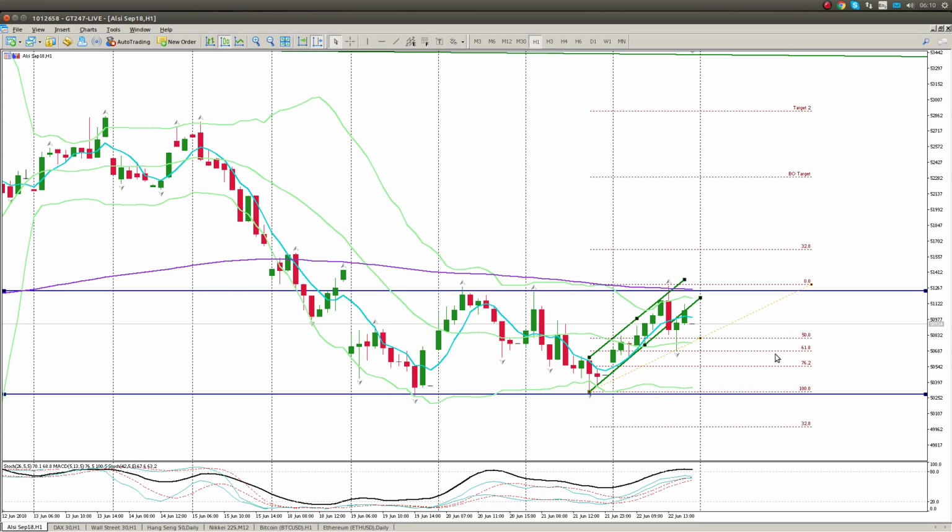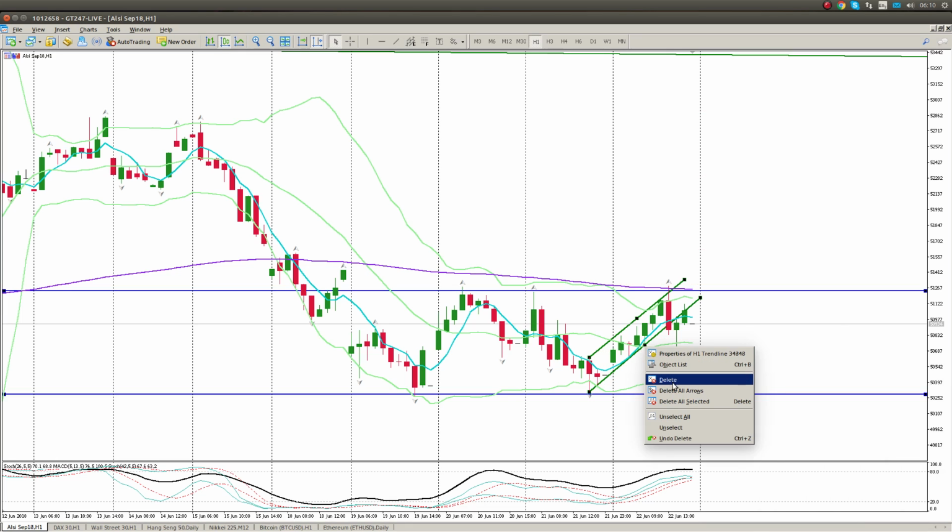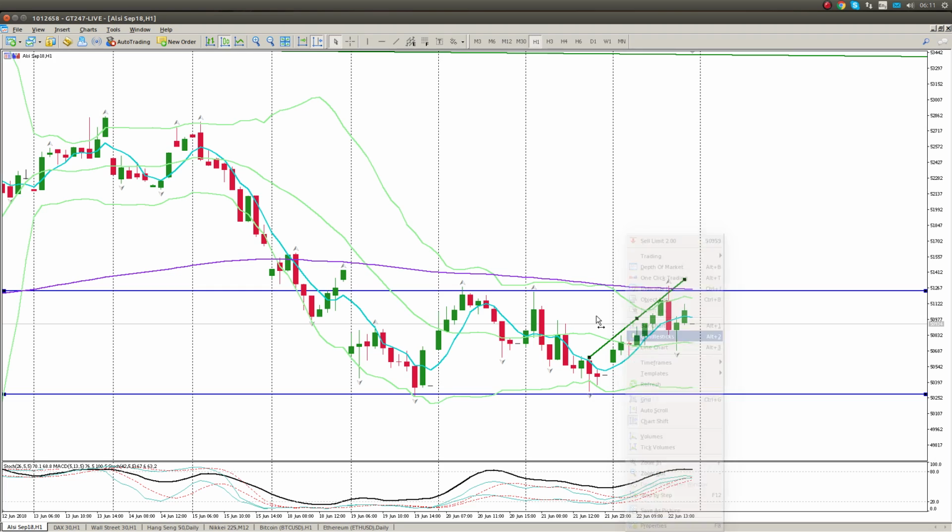Okay, so let's just get rid of this. That's kind of the picture that I see at the moment. And it's quite simple, very similar to what we had at the top here. It's short the top and long from the bottom. So we're going to trade the range, basically. Now, inside the range, there is some interesting developments happening.